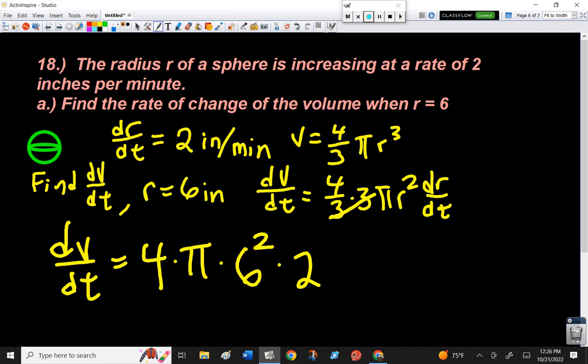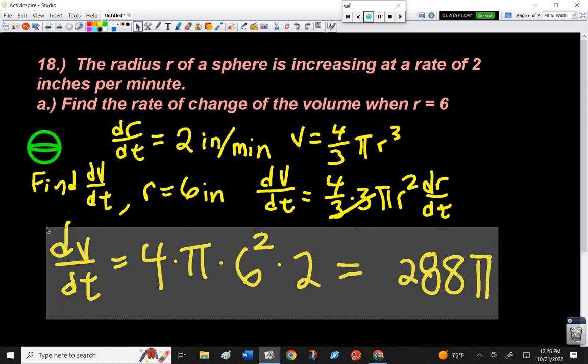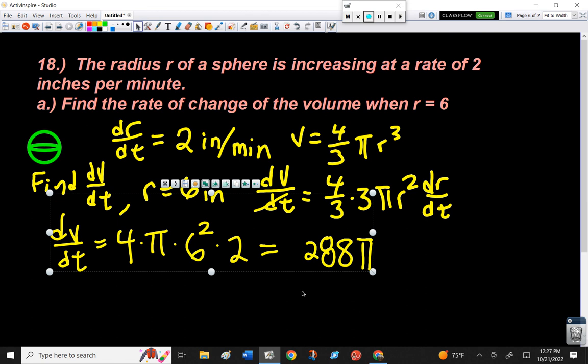So without having to multiply by pi, ladies and gentlemen, 6 squared is 36. 36 times 2 is 72. And 72 times 4, well, that's going to give us 288 pi. Now, I want to tell you, on the AP Calculus test, if you get the answer correct, and you showed your derivative, and you plugged in everything correctly, and you answered the question exactly how they wanted, you need to know the units of measure.